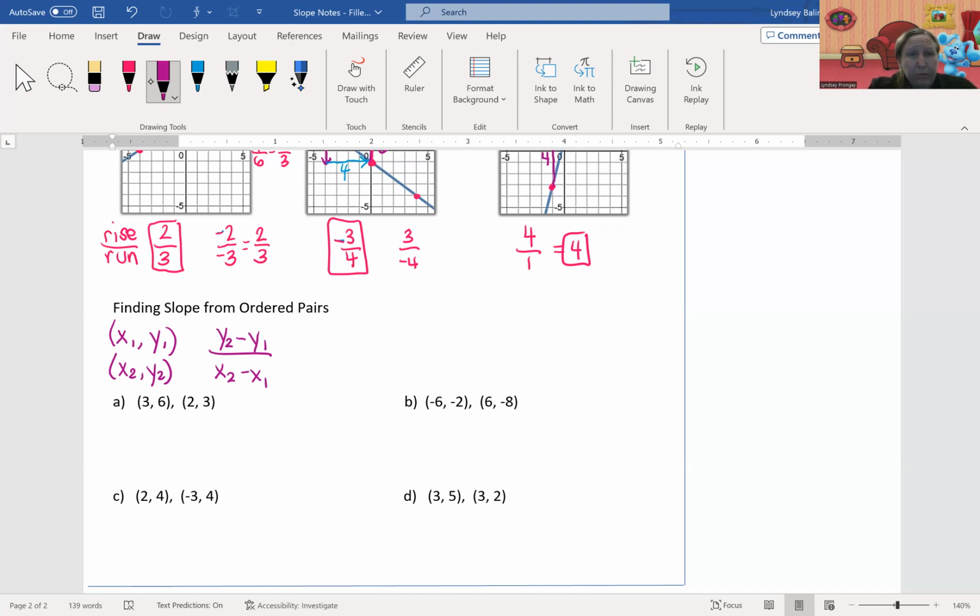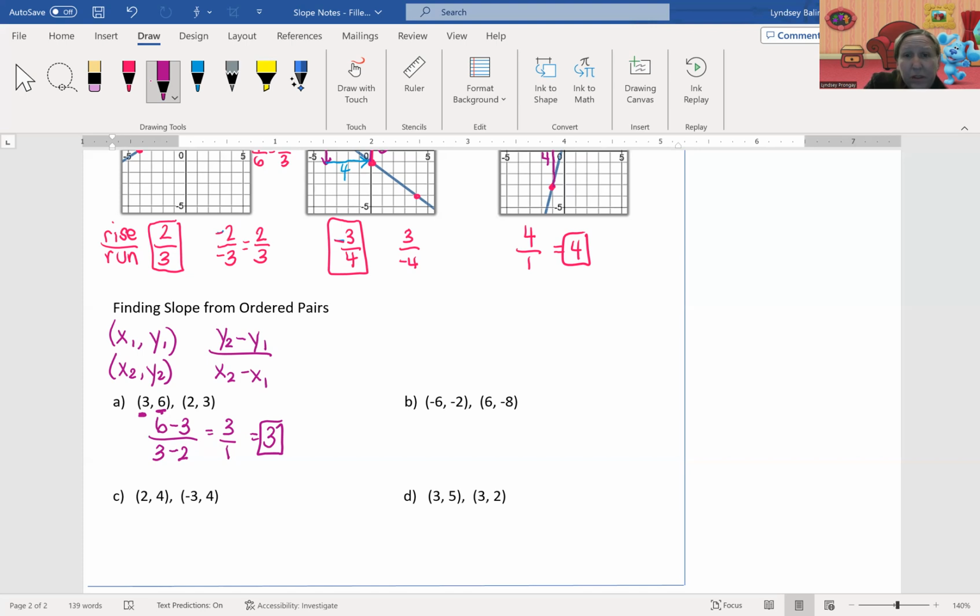Okay, and I'll do a couple different ways so you can see here. Looking at example A, I know I have to subtract my y's. Do I want to do 6 minus 3 or 3 minus 6? I personally would like to do 6 minus 3, so that's how I'm going to start this one. And since I started with that y in the denominator, I must start with that x. So on the denominator, it's going to be 3 minus 2. So subtract now, we get 3 over 1, and our slope is 3.